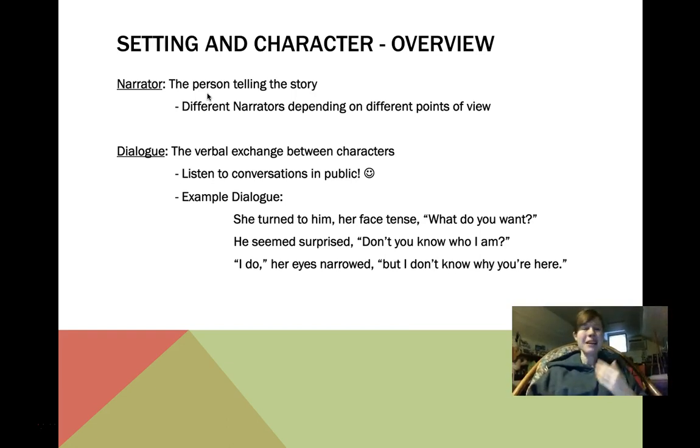The dialogue, on the other hand, is the verbal exchange between characters.